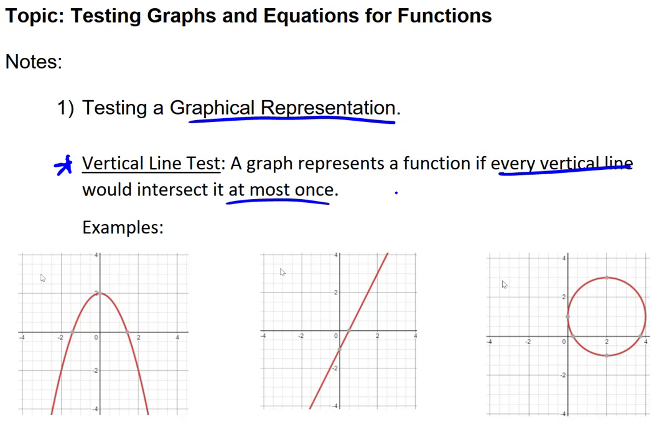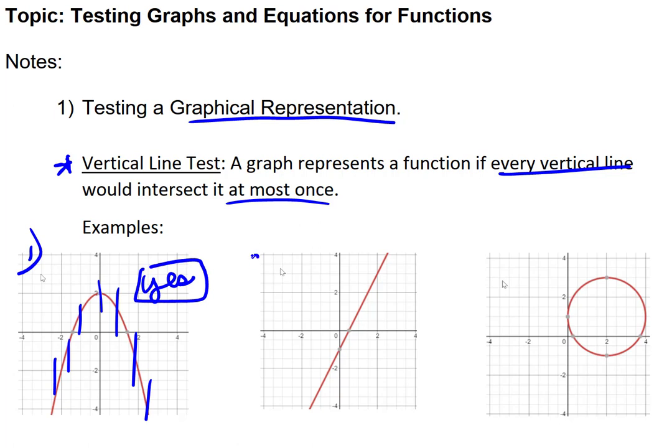Now, the easiest way to test this out is pretty visually, just drawing some things on our graph. Let's take a look at a couple examples. First, let's consider the parabola that opens downward, intersecting the y-axis at 2, and then opening downward from there symmetrically about the y-axis. If you imagine drawing vertical line segments, none of them would intersect this parabola more than one time. Because of that, we would say it passes the vertical line test, which means yes, it does represent a function.